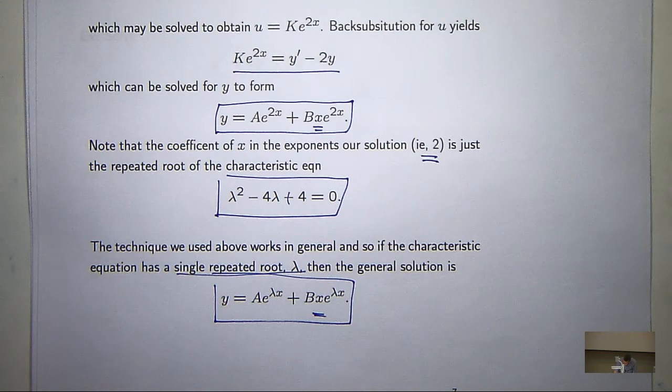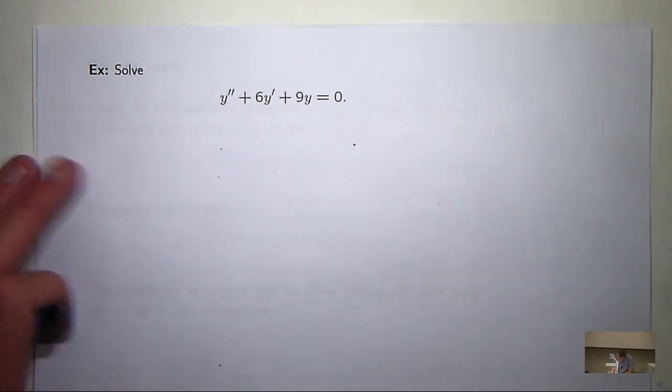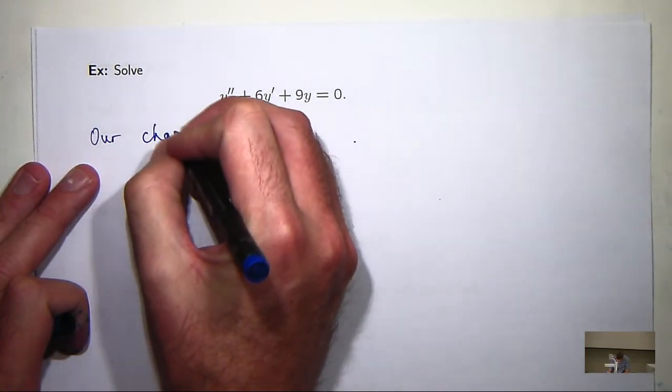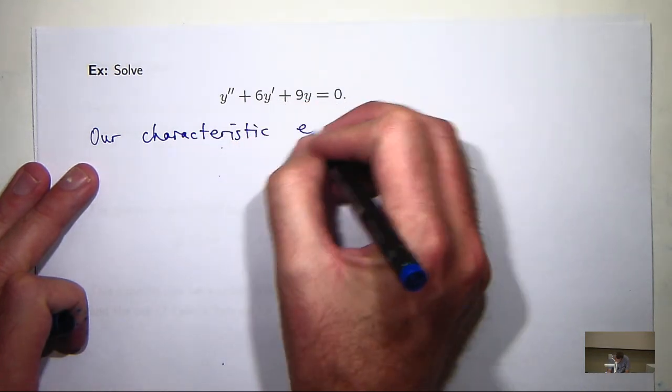Right, so the bottom line is, if you solve that characteristic equation, you get real and equal roots. It's an exponential plus x times an exponential, a linear combination of those. So let's do a problem and see how we solve it. All right, so the first step, write down the characteristic equation. So it's going to be lambda squared plus 6 lambda plus 9 equals 0.